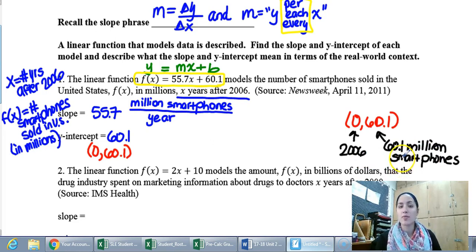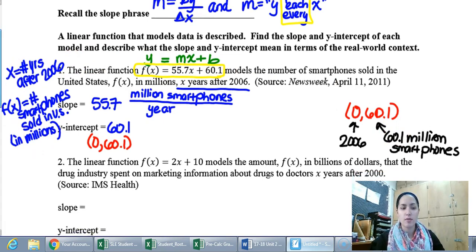So notice the power of really paying attention to how you define your variables, because there was no math here. This was truly identify the y-intercept as an ordered pair, 0, comma, 60.1, and then ask myself, what does 0 represent and what does 60.1 represent? All coming back to making sure you define those variables.